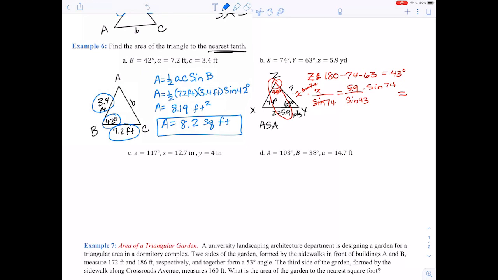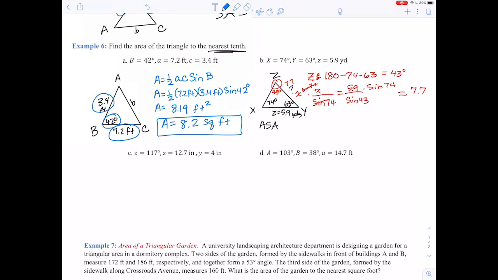Plug that in, and that would be approximately 7.7 units. So I could come back up here and say, all right, X is 7.7 units.